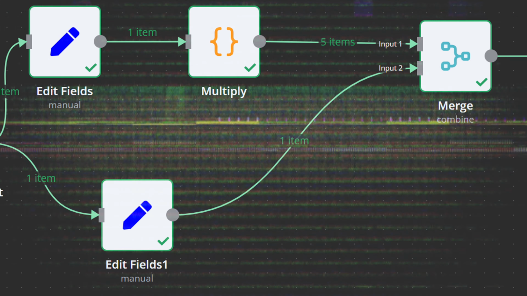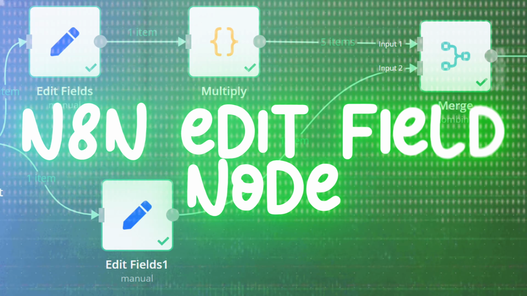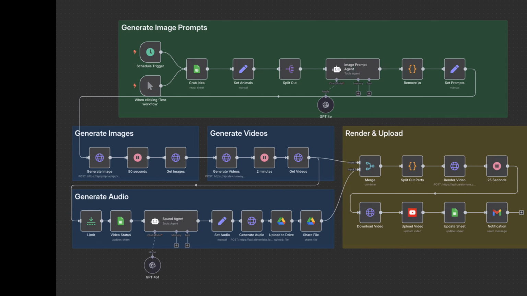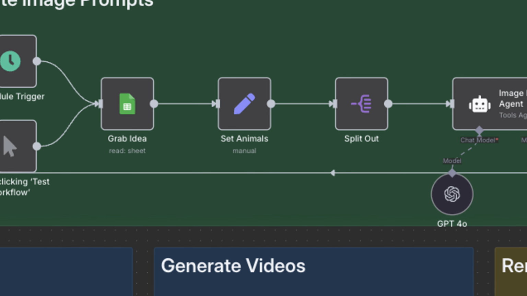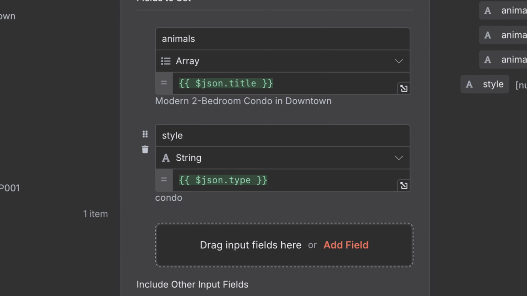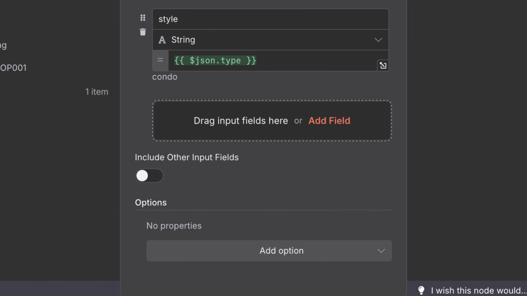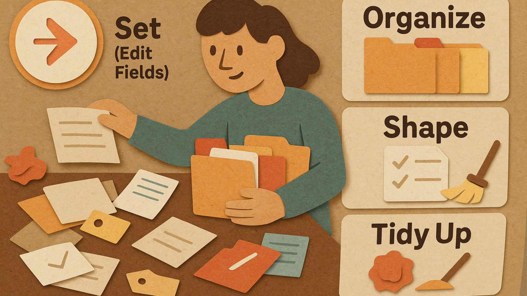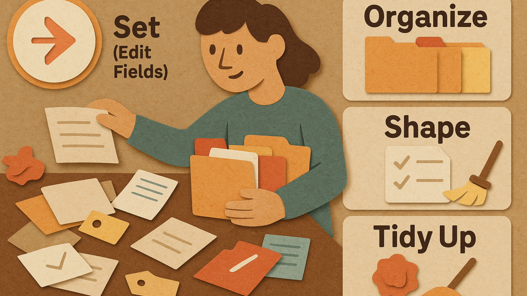Hello, in this video we are going to talk about the Edit Fields node in n8n, commonly just called the Set node. This node is just like a little notepad within your workflow. It lets you add, change, or remove data fields as your information passes through the automation. If that sounds a bit abstract, don't worry. We will break it down in super simple terms and go through how to configure it step by step.